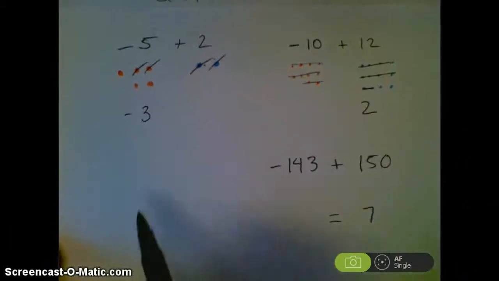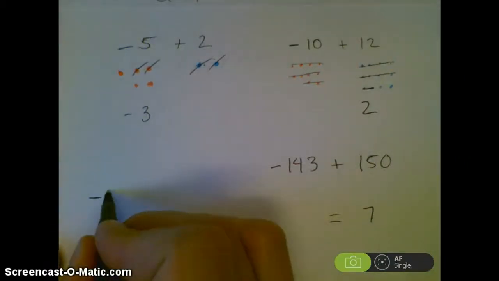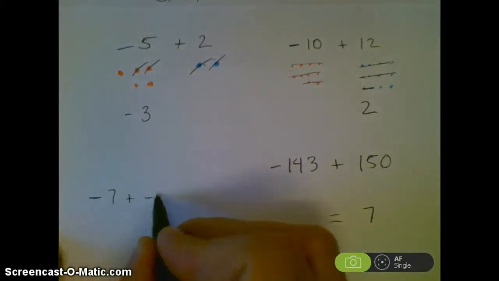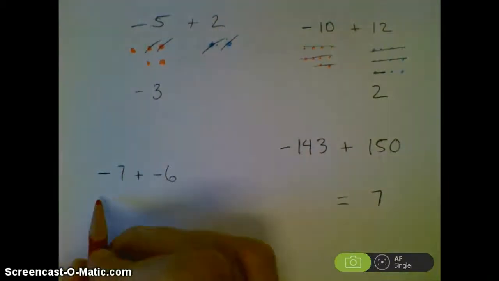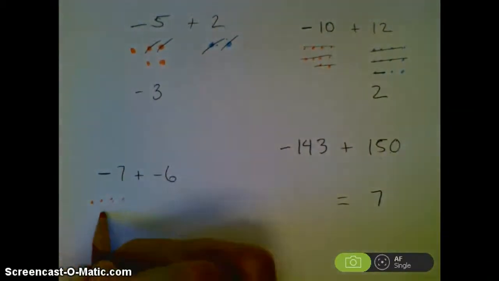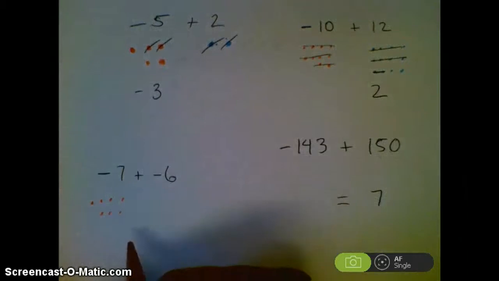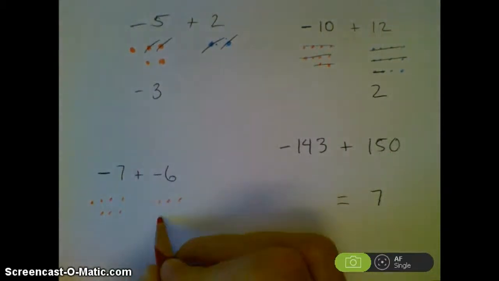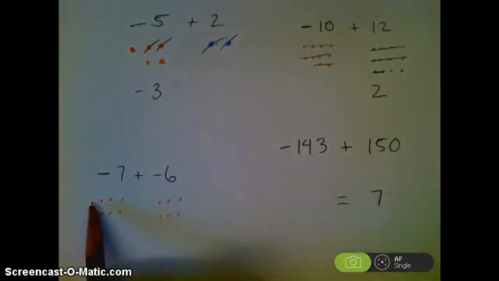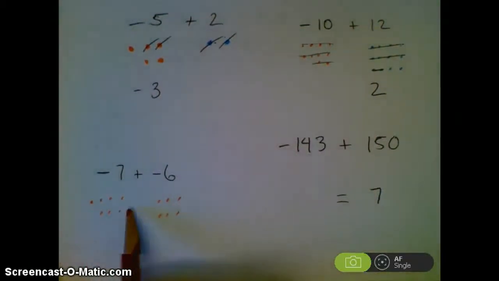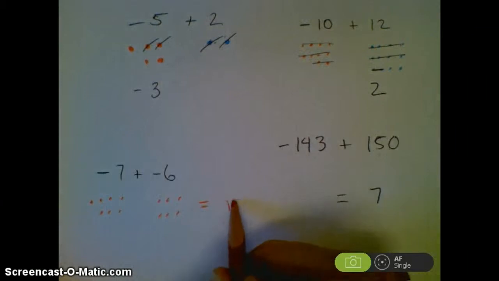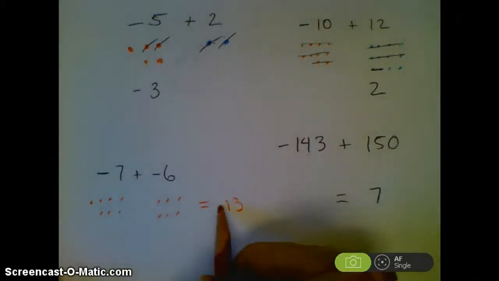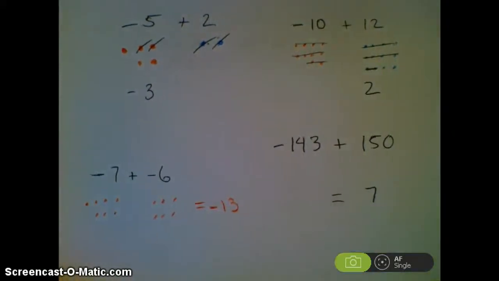One more example. Negative 7 plus negative 6. So I've got 7 red dots, 3, 4, 5, 6, 7, and 6, 1, 2, 3, 4, 5, 6 red dots. So I'm not going to have any positives here. I'm going to be left with my 7 red dots, and 6 red dots is going to give me 13 red dots. And since my reds represent negative, that would be negative 13.